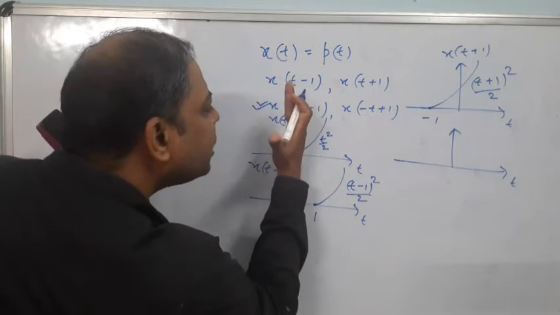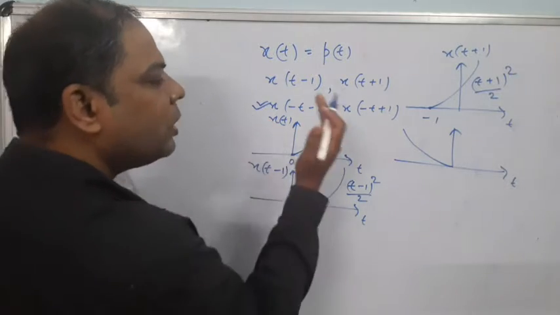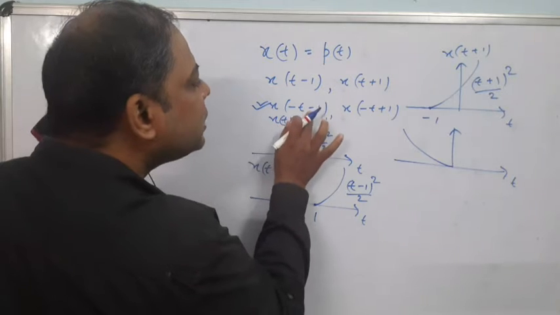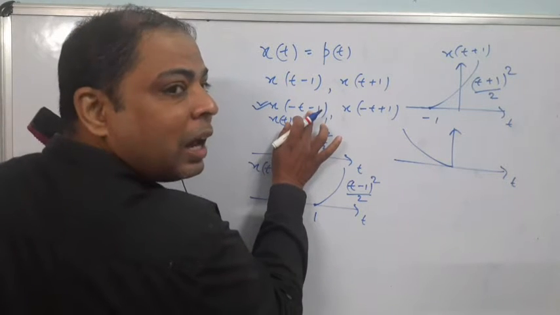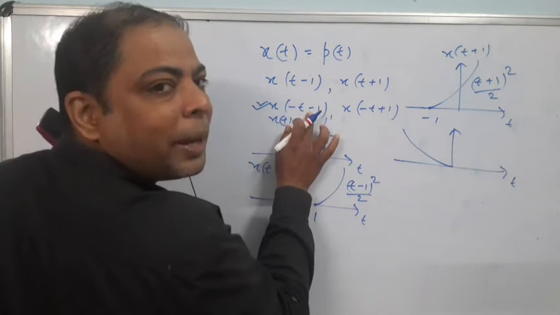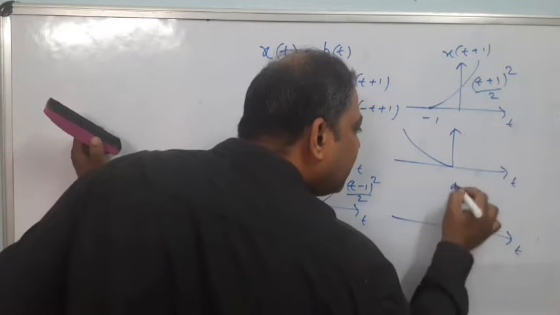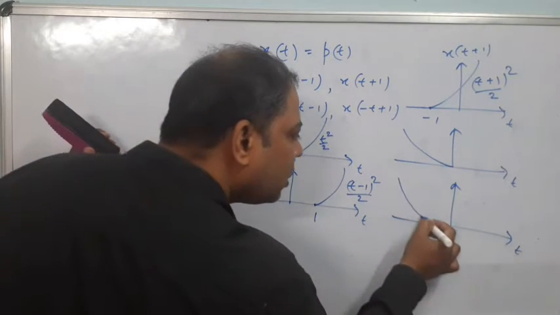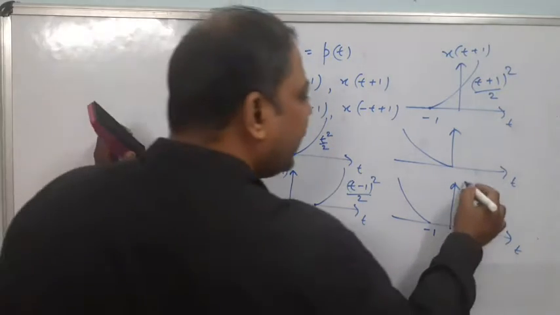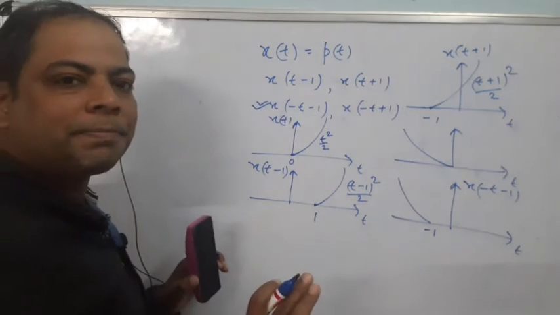How to fold? Imagine a mirror here. Then we will find this is the reflection. Fold it. After folding, just shift. Here minus means what? After folding, minus does not signify right shift. Minus signifies left shift. That means after folding, again you have to shift this folded signal towards left. Here, minus 1. This is your x of minus t minus 1. Understood? x of minus t minus 1.